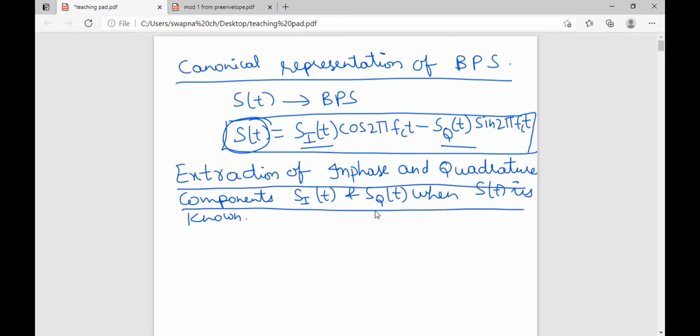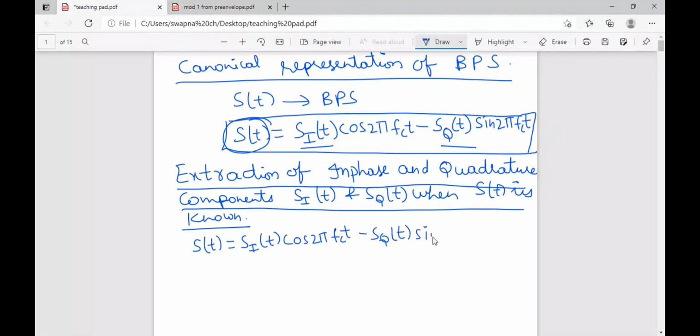Okay, so in order to find Si of t and Sq of t when S of t is given, we have considered this equation, which is nothing but S of t is equal to Si of t into cos 2 pi fct minus Sq of t into sine 2 pi fct. We have considered the canonical representation of the S of t signal, and then what we did, we multiplied. We did all this already. I'm just revising so that we can recall.